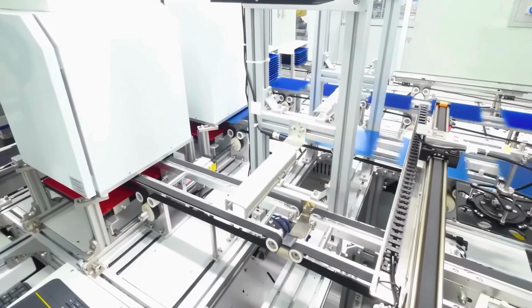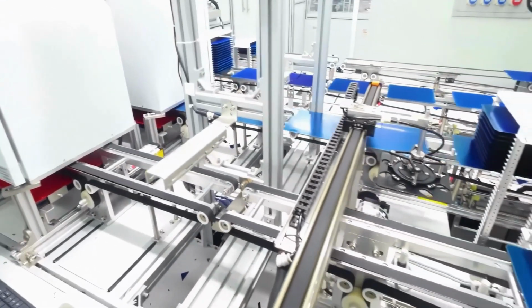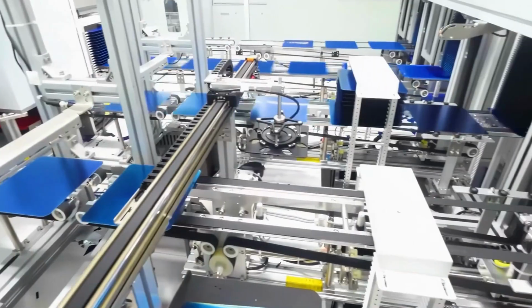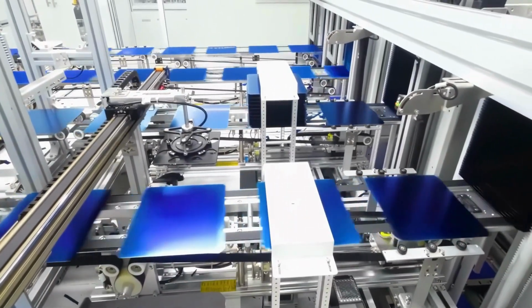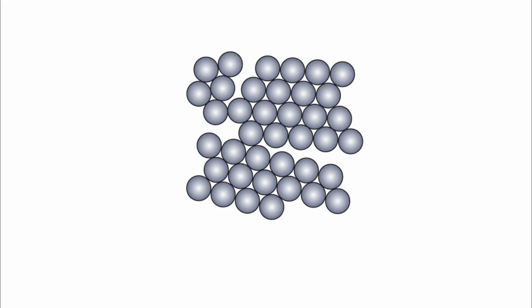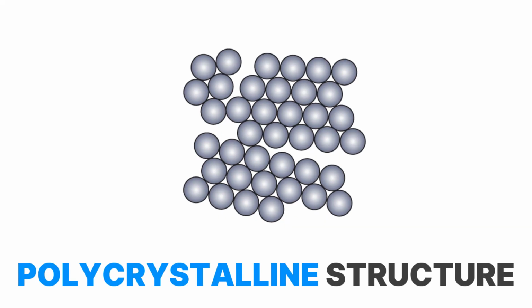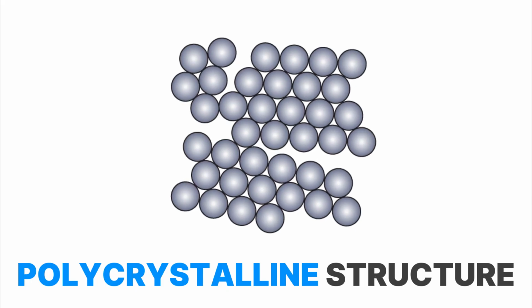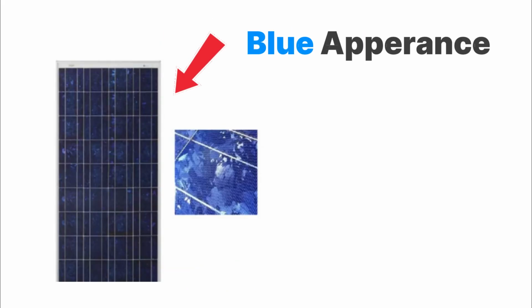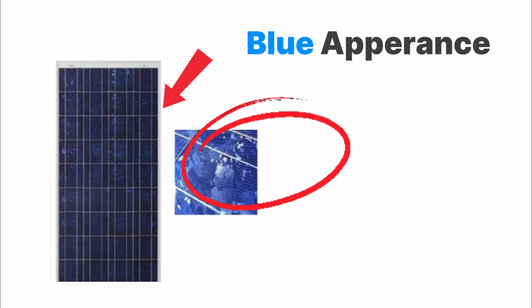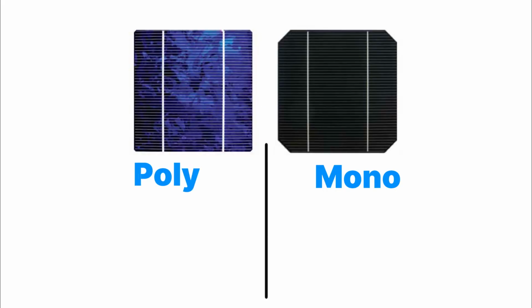This casting method eliminates the need for precision crystal growth, reducing both manufacturing time and energy consumption by approximately 30% compared to monocrystalline production. The resulting wafers contain numerous individual crystals with varying atomic orientations. These crystal boundaries create resistance points that impede electron flow. The panels exhibit a distinctive blue or speckled surface pattern, reflecting light differently across crystal boundaries. The square mold process eliminates material waste, making polycrystalline production more resource efficient.